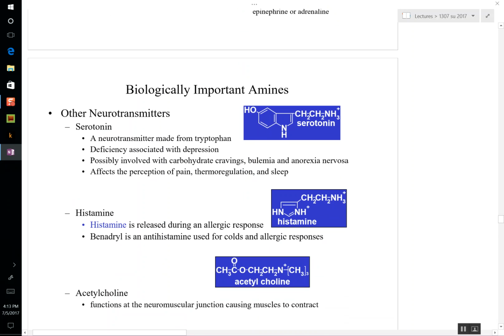Serotonin, histamine. So antihistamines are trying to suppress your body's production of that histamine. What class of organic compound does histamine fall into? All right? Are these simple questions?